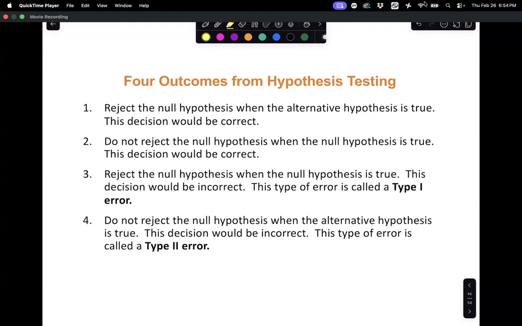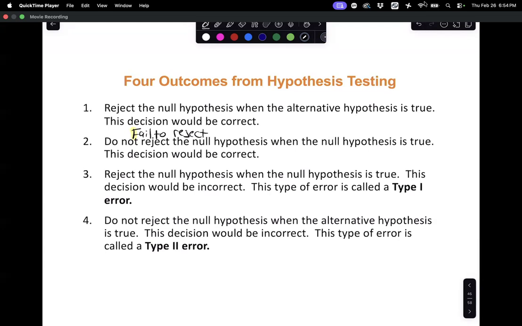Do not reject. I like the words... I'm going to change the words here. I like the words fail to reject. I usually use the words fail to reject instead of do not reject, just because it sounds better. So if we determine that the null hypothesis is true, we fail to reject it. We will not reject it if we figure out it's true.